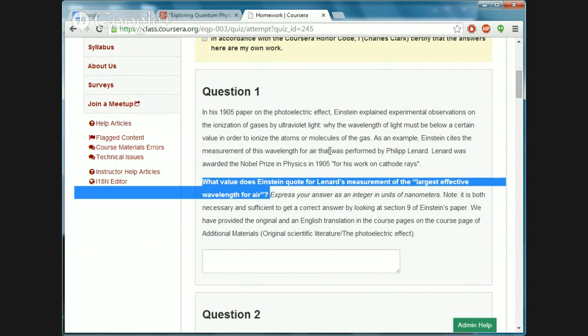it's discussed in terms of the wavelength, and what Lenard showed is that if you have a wavelength longer than 190 nanometers, it doesn't ionize air. But if the wavelength goes below 190 nanometers, it ionizes air.